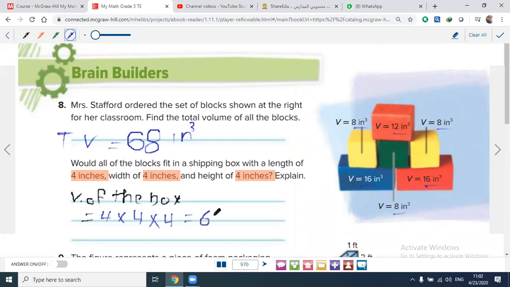So will it fit or not? No. Why? Because the volume of the box is less than the volume of the total blocks. 64 cubic inches.